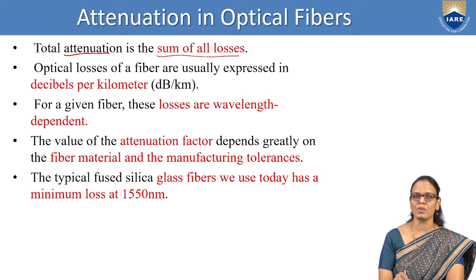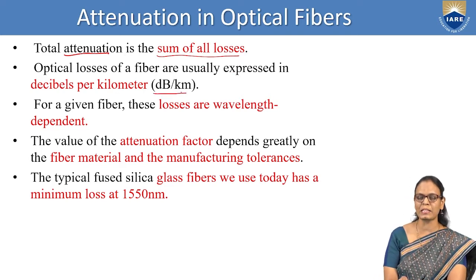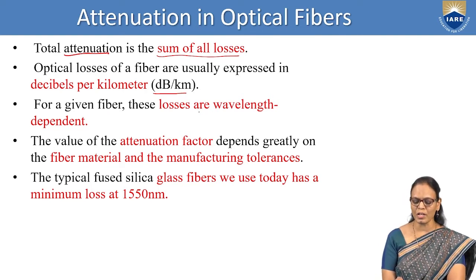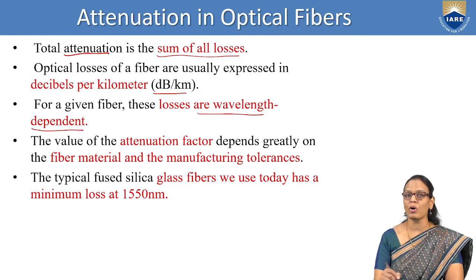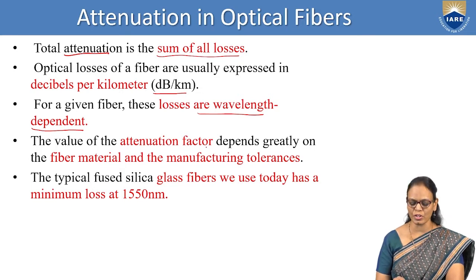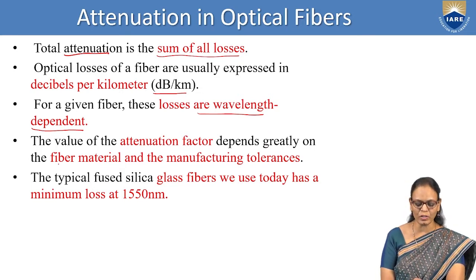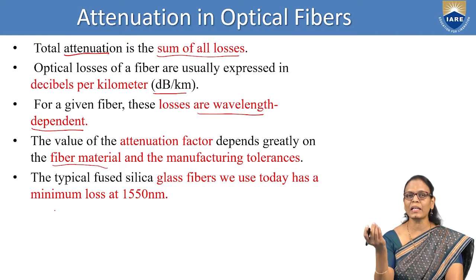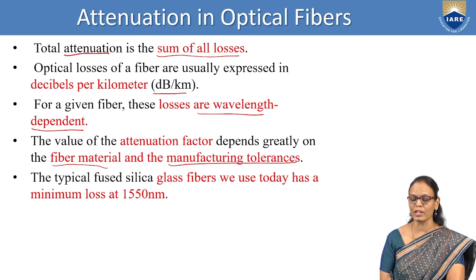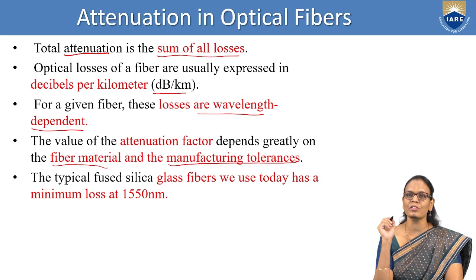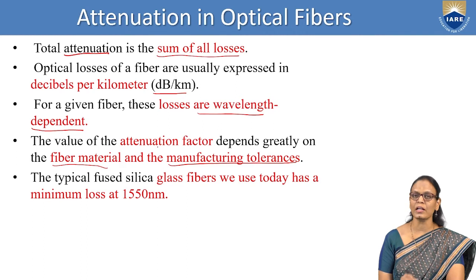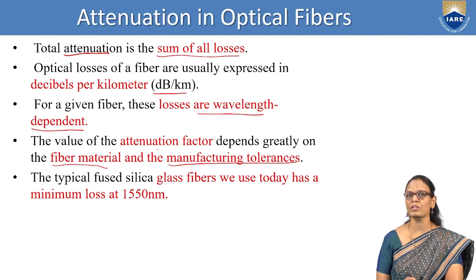Then the optical losses of a fiber are generally expressed in decibels per kilometer. We have already discussed this. Now for a fiber, the losses are wavelength dependent. It always depends upon the wavelength of the signal. And the value of the attenuation factor depends greatly on the fiber material, meaning the material we use to make the optical fiber, and also the manufacturing tolerances. While manufacturing, what is the tolerance that it can withstand? These two are the factors that affect the attenuation factor or the attenuation coefficient.